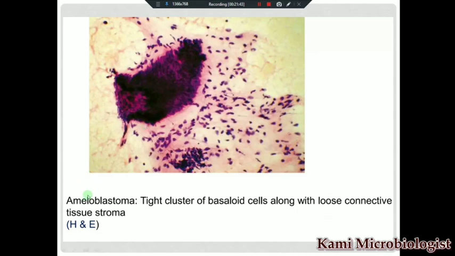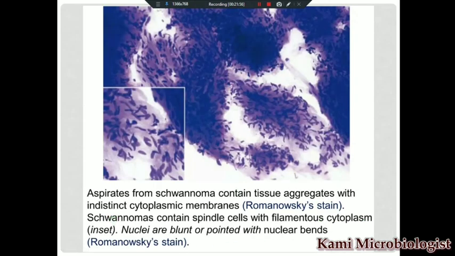Then we have hematoxylin and eosin, and this is the ameloblastoma. These are tightly clustered basaloid cells along with loose connective tissue stroma. This is the Romanowsky stain, and it is the aspirate from schwannoma, containing tissue aggregates with indistinct cytoplasmic membranes. Schwannomas contain spindle cells. These are the spindle cells, as you can see, with filamentous cytoplasm. Nuclei are blunt or pointed with nuclear bands.